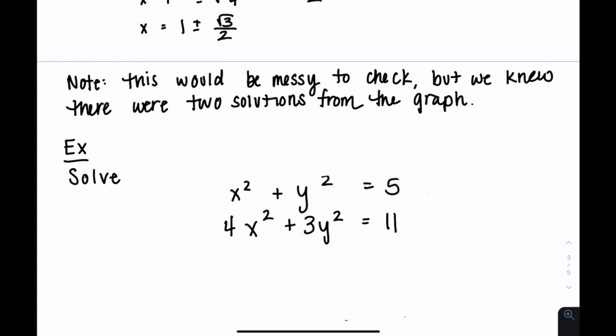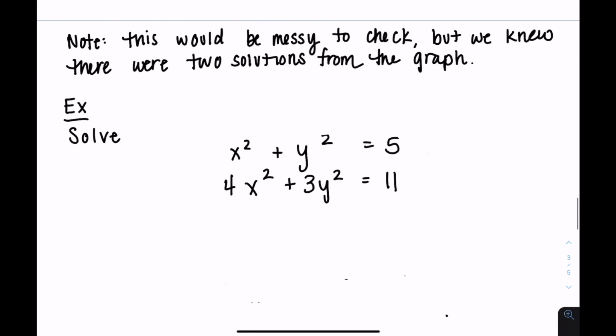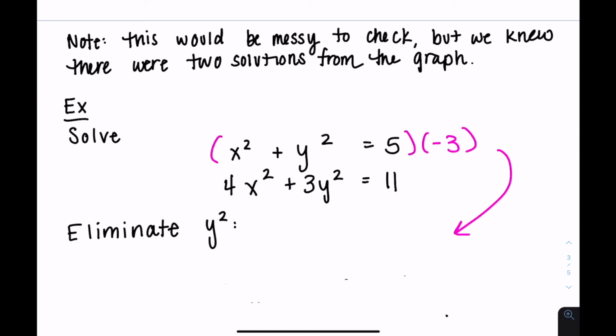And we're going to solve this system. One of these is a circle. One of them is going to be an ellipse because you've got different constants in front. So what I want to do again is try to eliminate a variable. You could eliminate x squareds or y squareds, up to you. I'm going to go ahead and work with the y squareds. So I need to get these to be the same coefficient but opposite in sign. So let's just multiply it by -3.